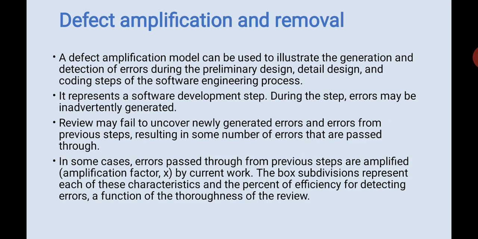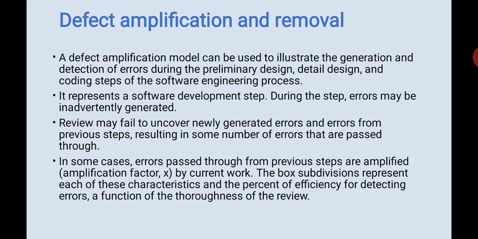During the steps, errors may be inadvertently generated. So like during these steps, errors are inadvertently generated. The review may fail to uncover newly generated errors and errors from previous steps, which is very correct, right? Resulting in some number of errors that are passed through. So if you do not see the newly generated errors in terms of correcting them, you are actually increasing the errors for the next consequent stages, right?